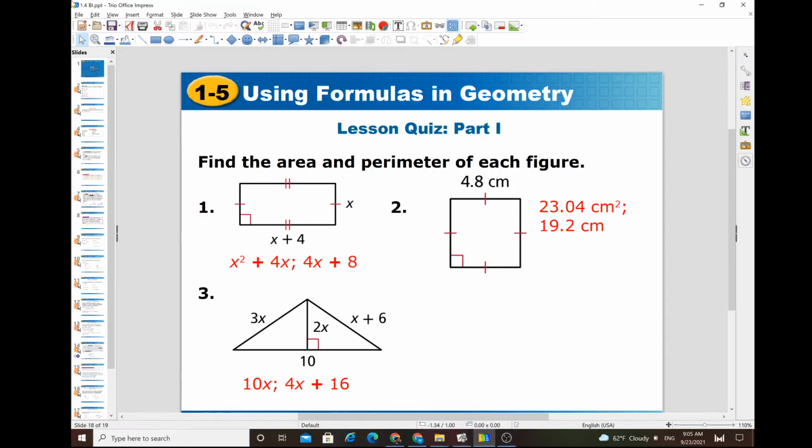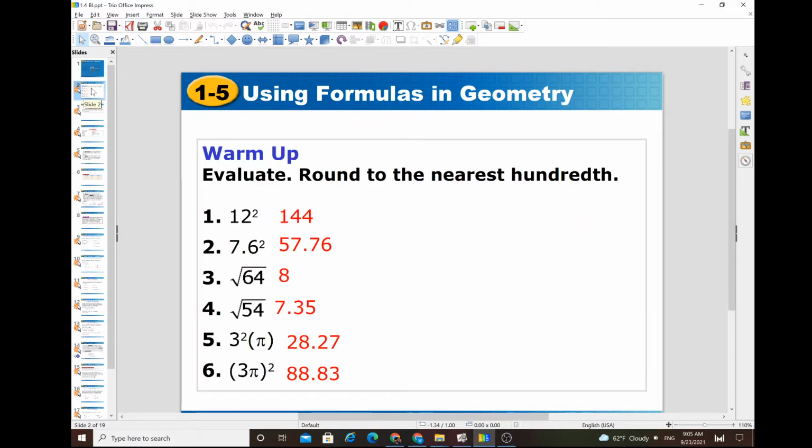So today I would like to go over some of the basic concepts for geometry, like finding the area and perimeter of a figure. Okay, so let's take a look at that. This one is the warm-up, things that you guys can just practice with.